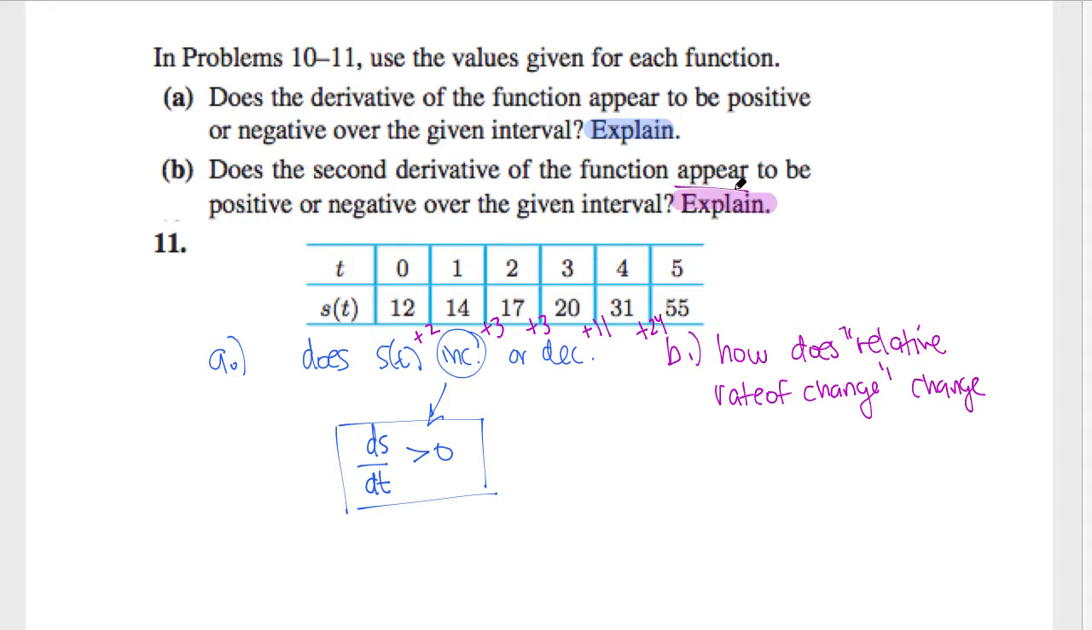So keep in mind, it does say appear. So even though there's a case where we have plus 3 and then plus 3, that's probably just rounded somehow. So our relative rate of change is increasing over this time interval. Therefore, we know that our second derivative, so d squared s dt squared, is also positive because that relative rate of change is increasing.